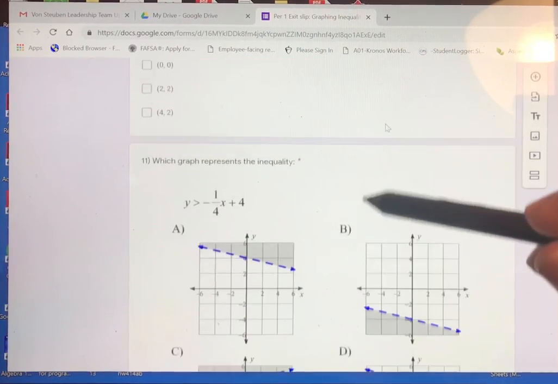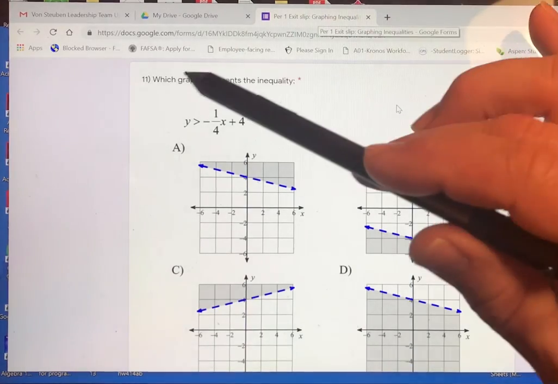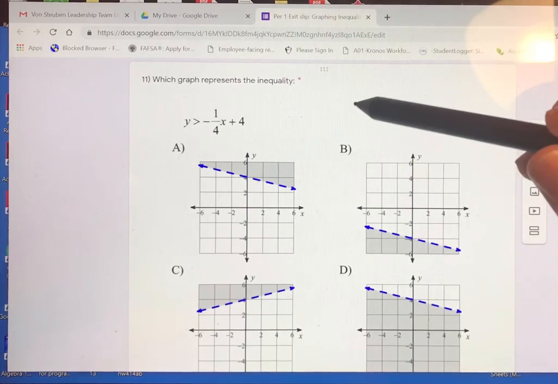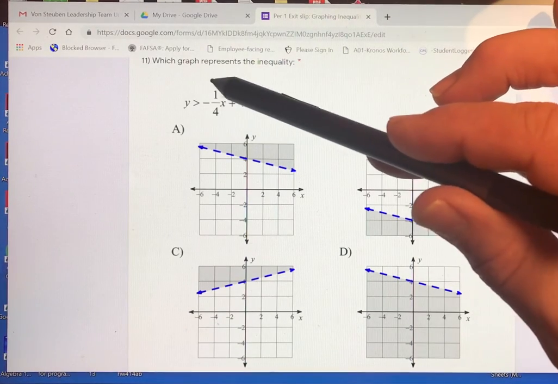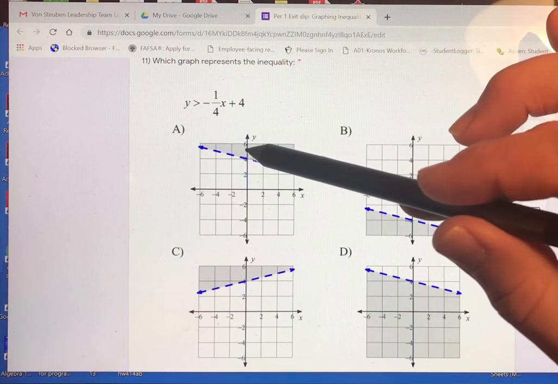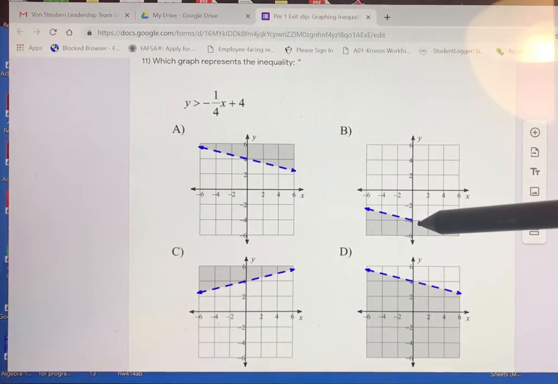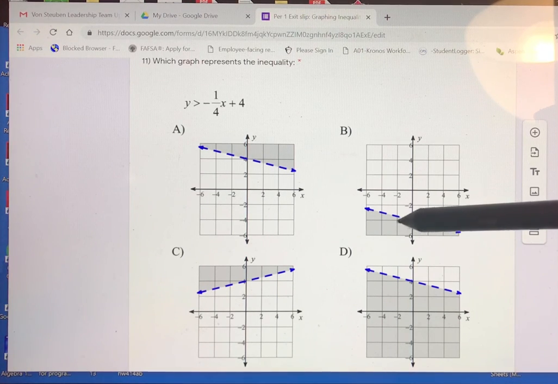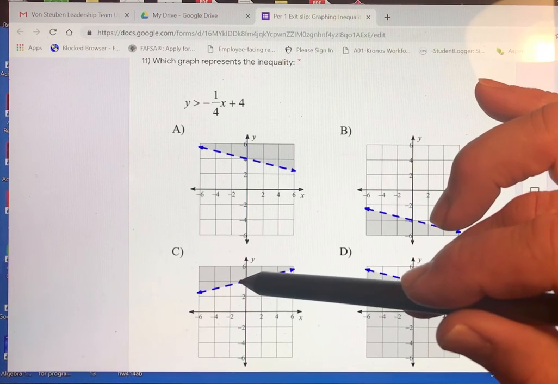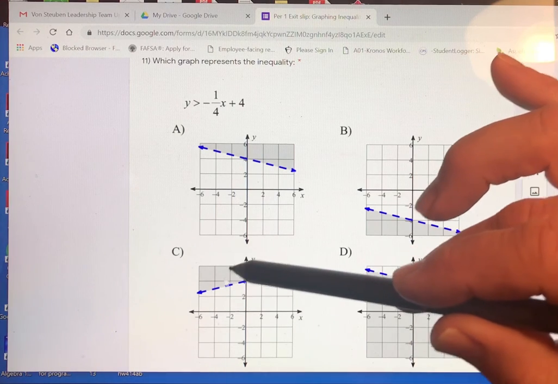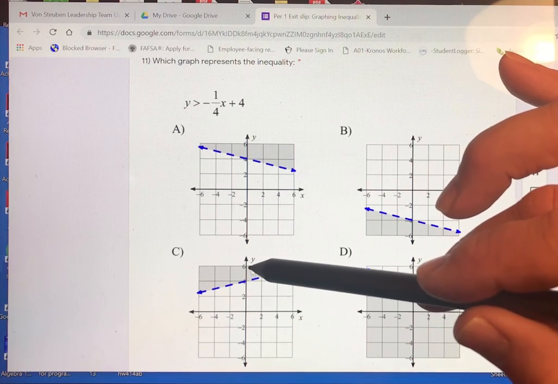Now, in number 11, we're trying to find out which of these graphs represents this inequality. And we notice that the slope is negative 1/4 and the intercept is 4. So this one is a candidate. Can't be this one, because even though the slope is negative 1/4, it has an intercept of negative 4. This one is a candidate at first glance because the intercept is 4, but we notice that this has a positive slope, so it can't be C.